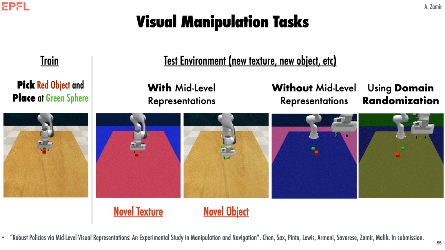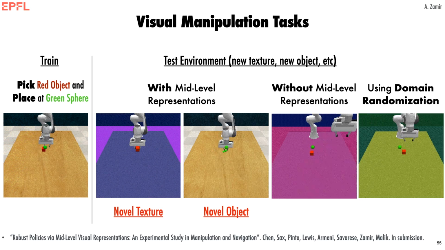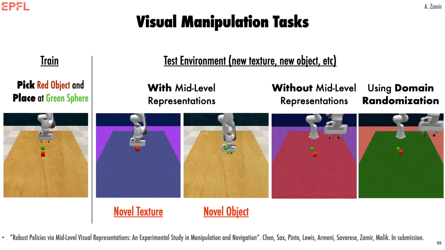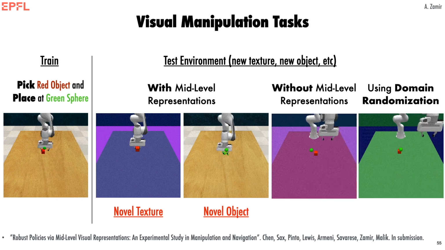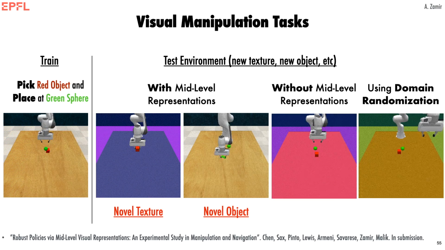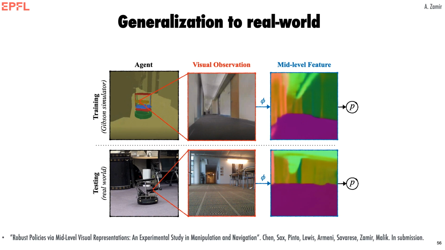In the paper, we have a discussion of how domain randomization is related to mid-level representations. Both of them provide invariances. One of them does it at the level of vision and in an asynchronous way, while domain randomization does it at the level of the end-to-end policy and synchronously with learning the control and so on. So see the paper if you're interested in how the two are related.